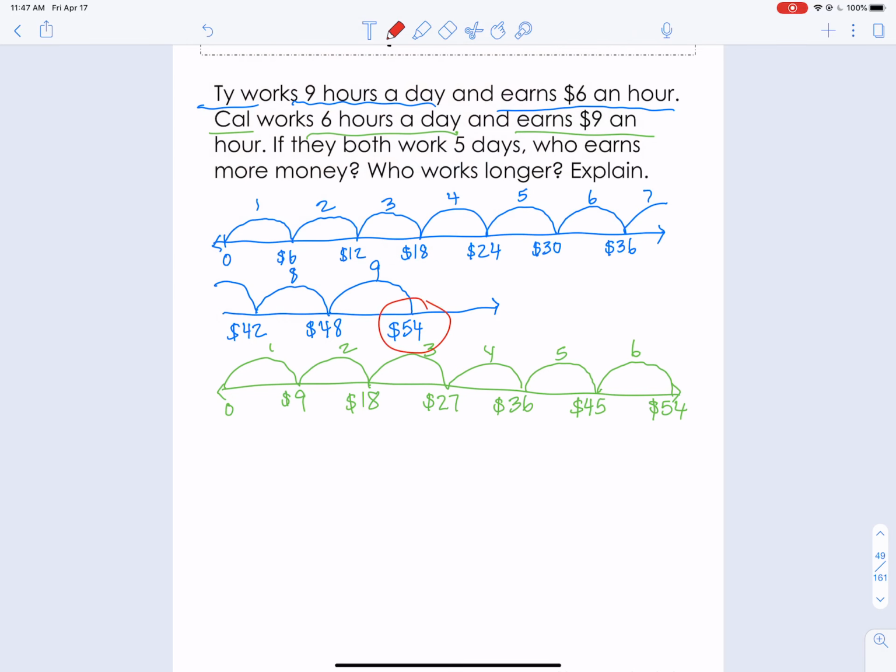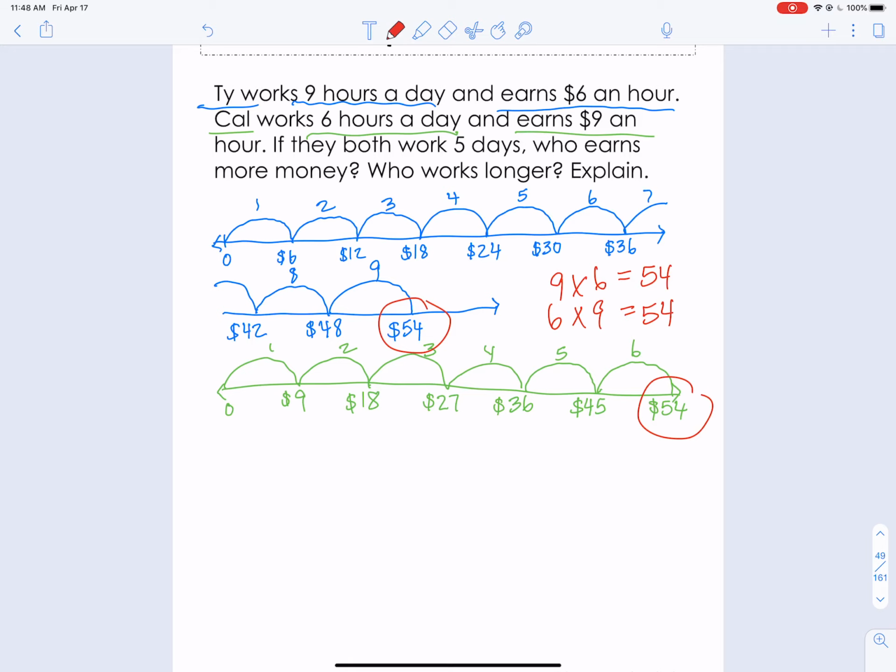We just discovered that Cal and Ty made the same amount of money. And that makes sense because of what I know about multiplication. I know that if I do 9 times 6 or 6 times 9, if I switch the factors, it doesn't matter what position the factors are in. I know that it's going to be 54 because of the commutative property of multiplication. So it totally makes sense that they make the same amount of money.